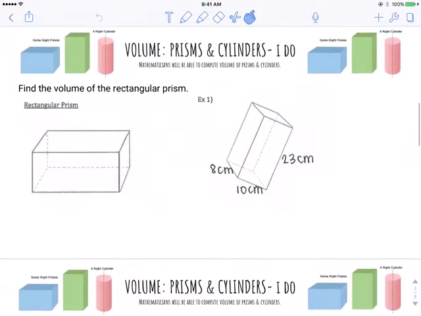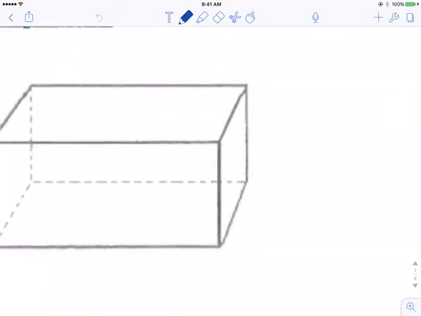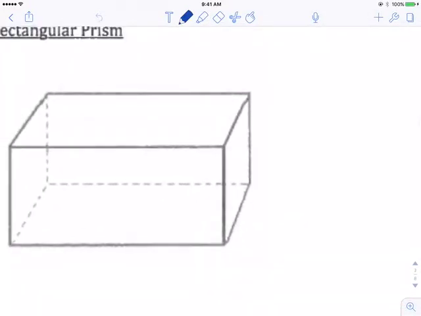So starting with our prisms. So we have a rectangular prism. And in that prism, when we want to find the volume, we have a general formula. And that general formula, we have to use the area of one of our bases. So we have this base right here.